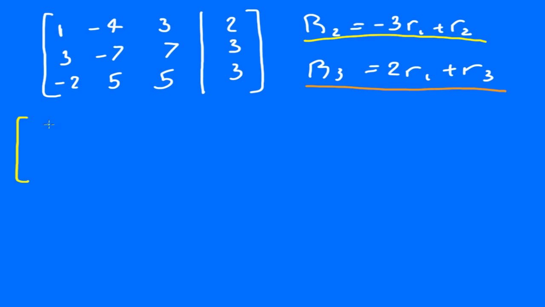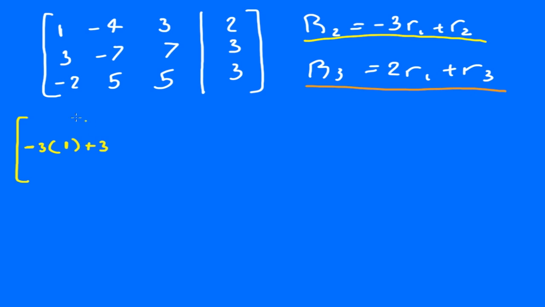Our first row stays intact because we're only going to be changing our second row first. Let's start with the second row. This is going to be -3 times the number on the first row, which is 1, right? So -3 times 1 plus the number on the second row, which is 3.